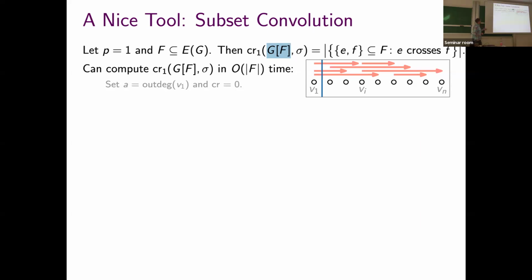And now suppose I'm at some intermediate vertex Vi. Just before arriving at Vi, what do I have to do? Okay, some edges end in Vi.